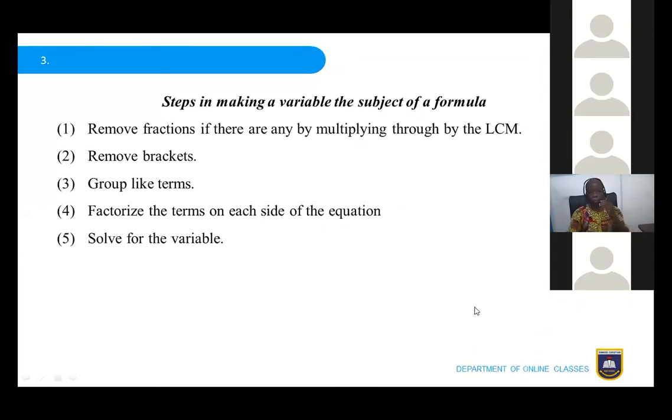If you have any questions too, or you have something to add to all that I've said, you can also get on board. Yeah, Abdul Ruth, your hand is up. Yes, sir. Please, what if there is a square root? A root sign? Yes. Okay.